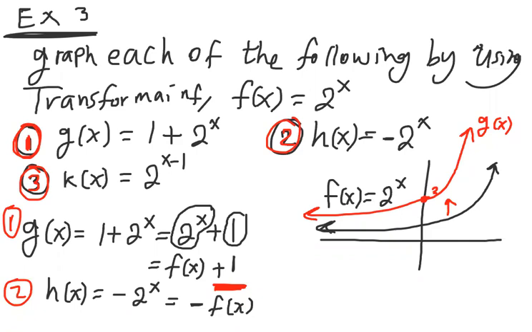So the black one is the function f of x. Okay, so we try to reflect it around the x-axis. The reflection of this function looks like that, and that gives me h of x.